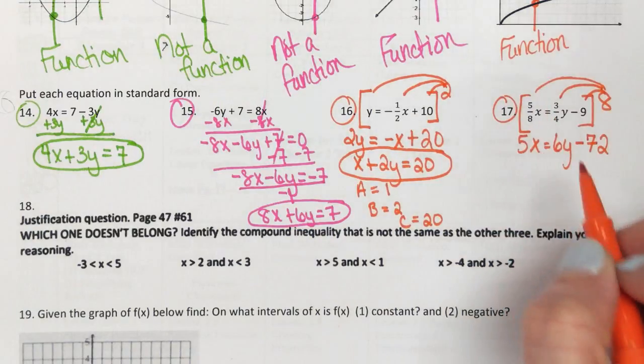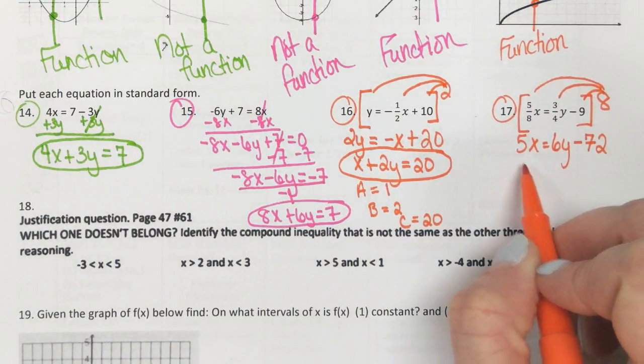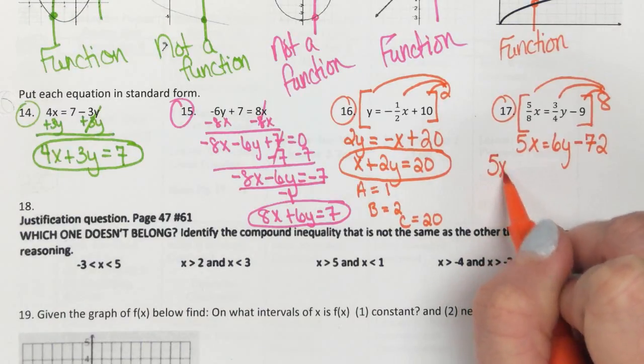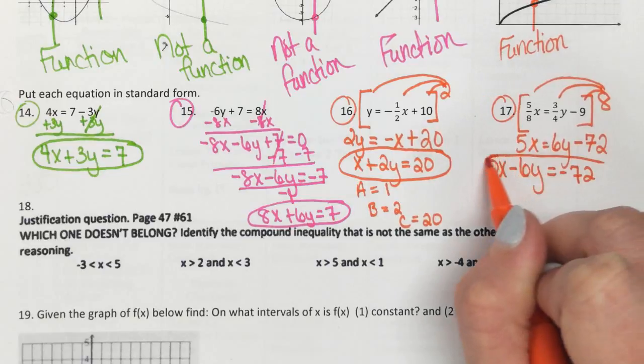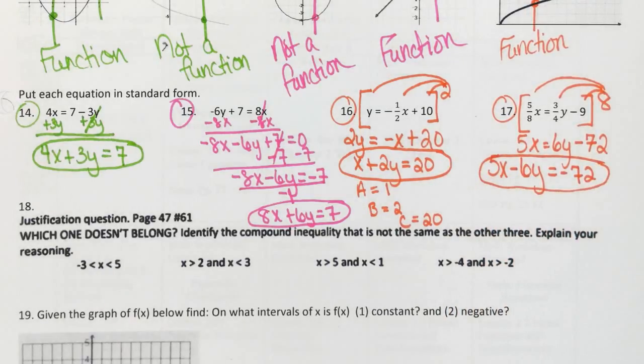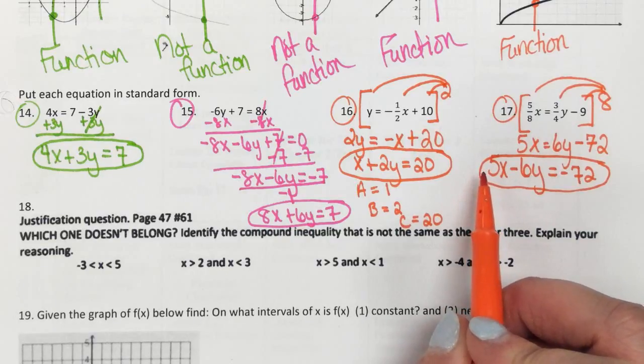All right, standard form, you got to have the x and the y on the left. Minus the 6, yep. Alright, I don't care that the 6 is negative. I don't care that the 72 is negative. I only care that that 5 in the front is not negative. Y'all okay? Come on, y'all okay? Yeah? Alright, here we go.